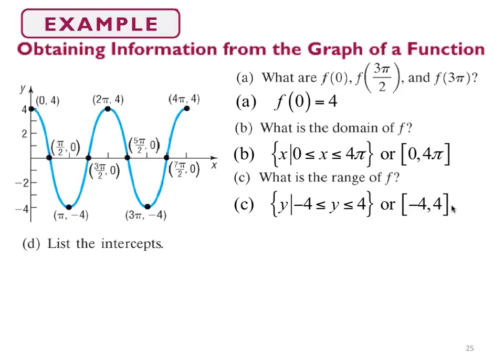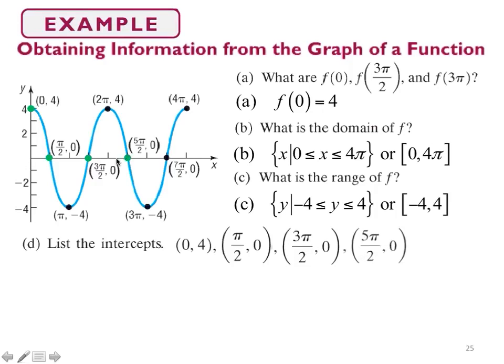If we want to list the intercepts, that means we're trying to find our x-intercepts and our y-intercepts. We have one at (0, 4). We have one at (pi over 2, 0). So this first one's a y-intercept. This next one's an x-intercept. We have another x-intercept at (3 pi over 2, 0). Another x-intercept at (5 pi over 2, 0). And a fourth x-intercept at (7 pi over 2, 0).